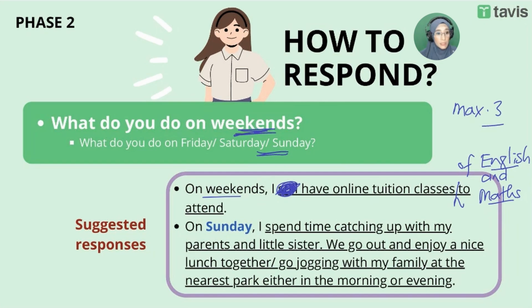All right, but if you want to mention a specific day, if the interlocutor asks you about a specific day on the weekend, so what do you do on Sunday, for example? So Selangor, Kuala Lumpur has Sunday off, right? So you can mention on Sunday, what do you do? In this case, I am providing you with, I spend time catching up with my parents and little sister. If you have siblings, a little sister or little brother, then you can mention this.